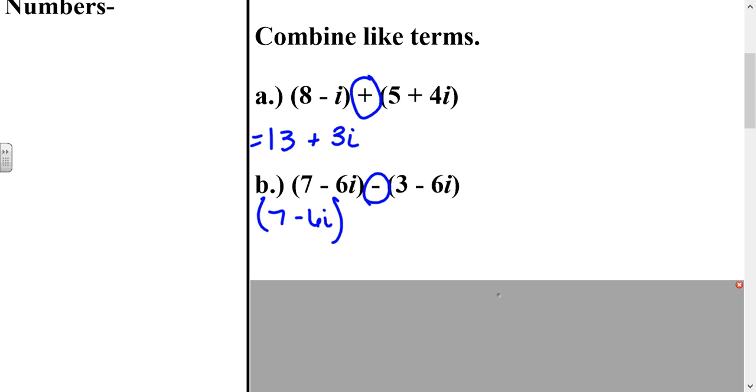And then I'm going to do keep, flip. So I'm going to flip this to positive and then change this to negative 3 plus 6i. Now you don't have to do that. You can do 7 minus 3, which is 4, or 7 plus negative 3, which is also 4.